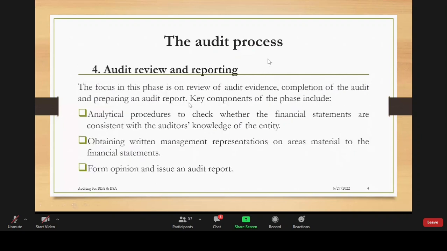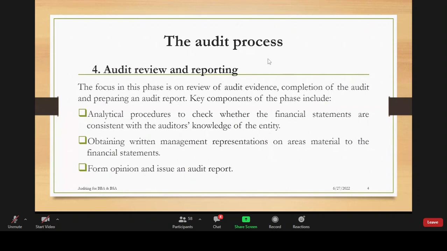Okay, now after you've performed your audit, you've gathered your audit evidence, now you have to review this audit evidence. You have to review to confirm whether it relates to expectations, whether it is sufficient enough. Because at times you find that the evidence you've gathered is not sufficient or not appropriate. Then you have to perform another substantive procedure. So after you've gotten your evidence, reviewed it, you complete the audit, and then you prepare an audit report.